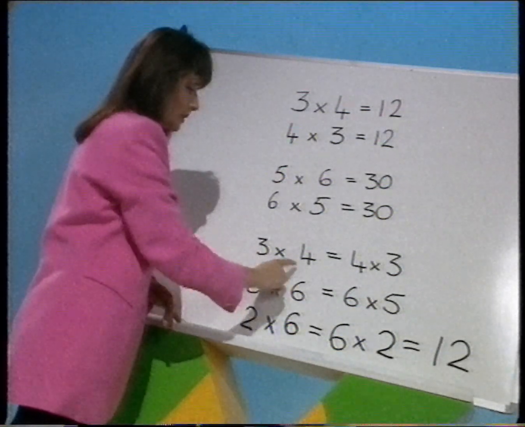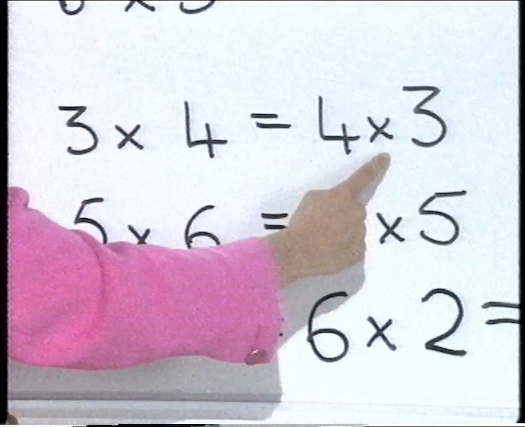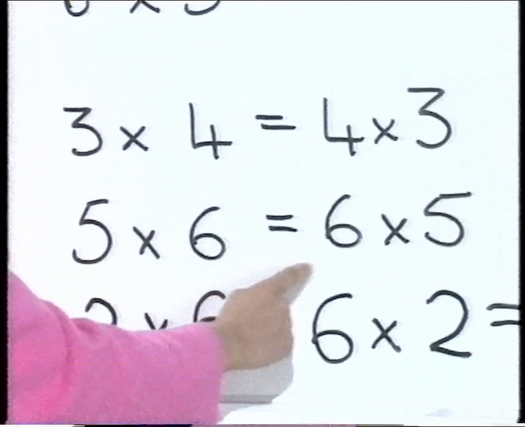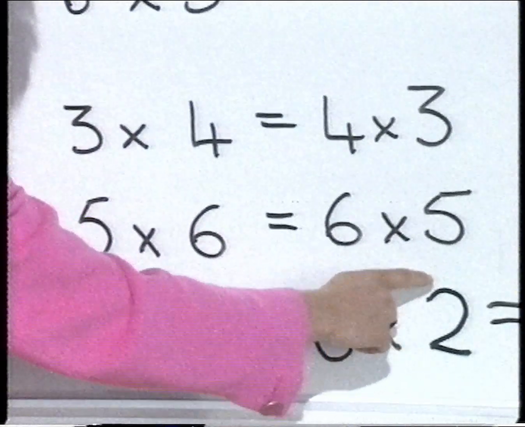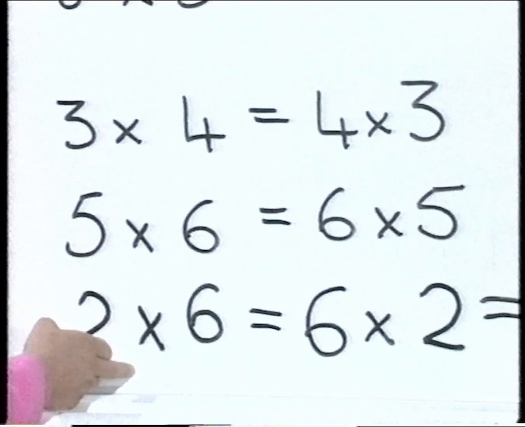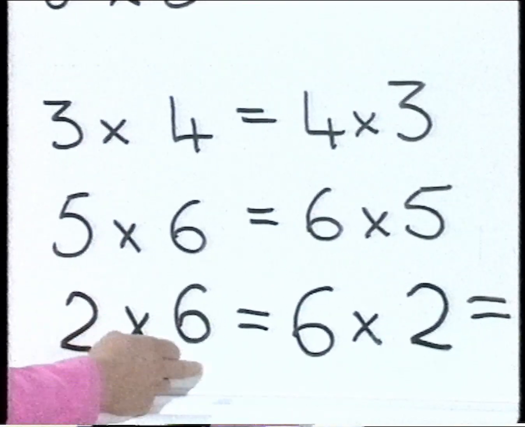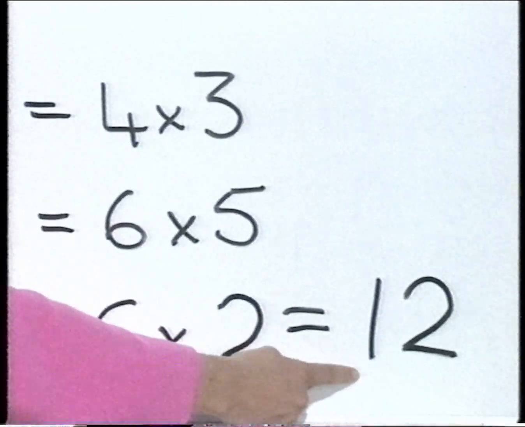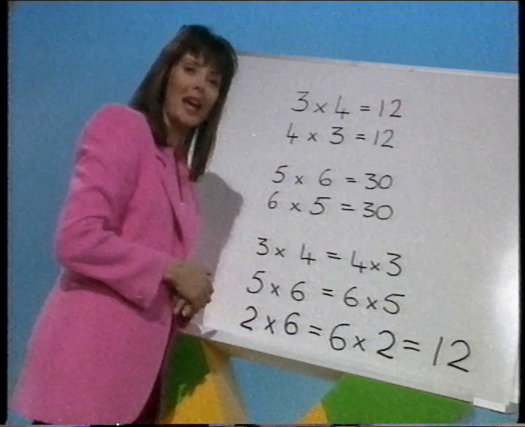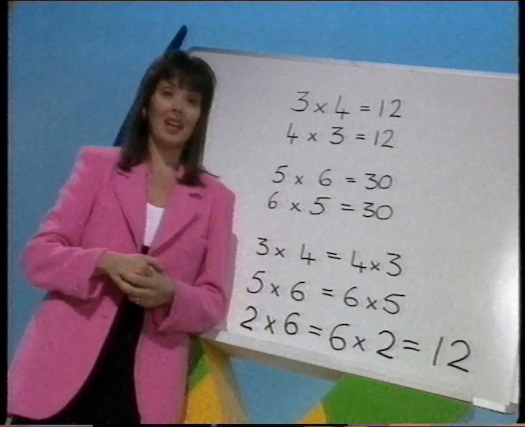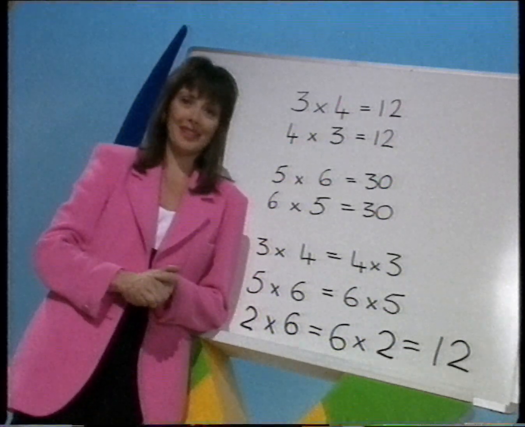3 times 4 equals 4 times 3, and 5 times 6 equals 6 times 5. It doesn't matter which way round you put the numbers. If you know one, you know the other. So if you know 2 times 6, then you already know 6 times 2. It's the same answer, and that's 12. Okay, now we have this little tip, let's go on to learn the last group of tables. And let's start with the 7s.